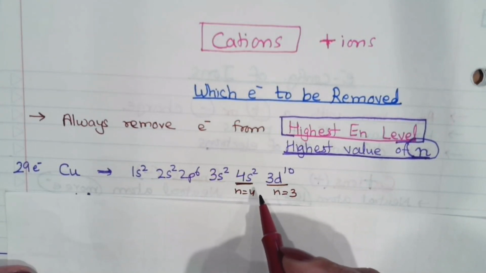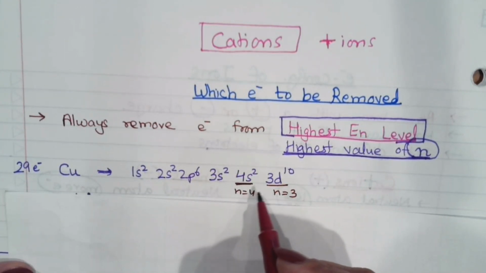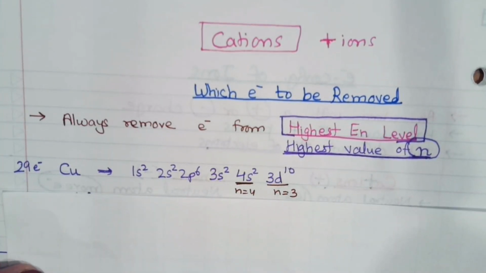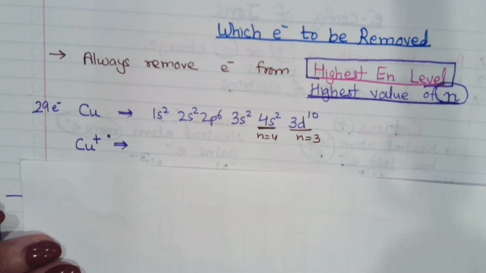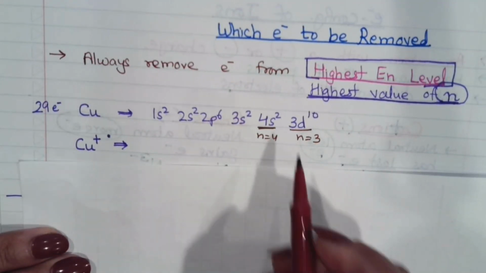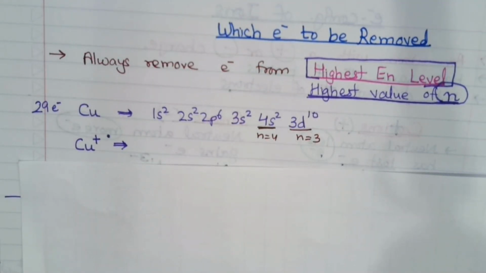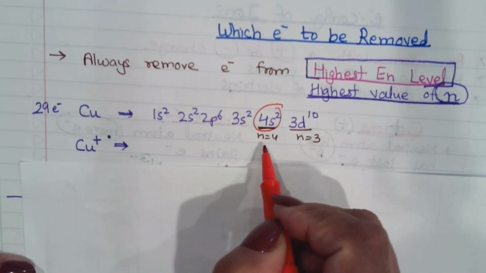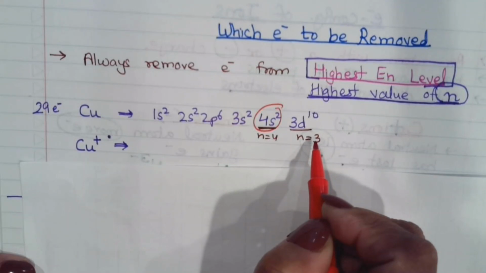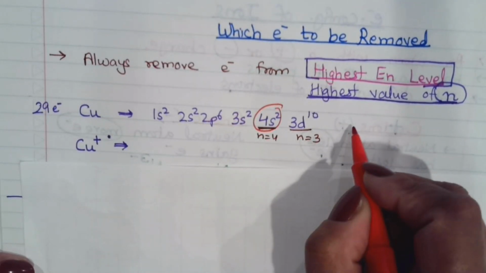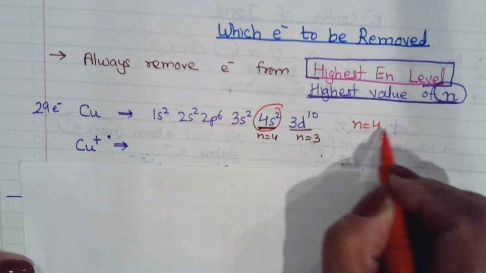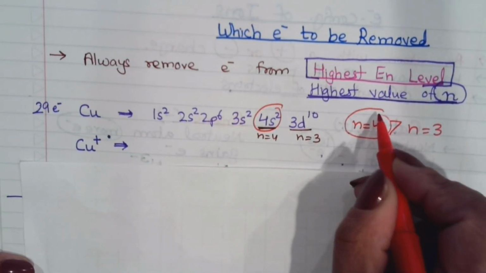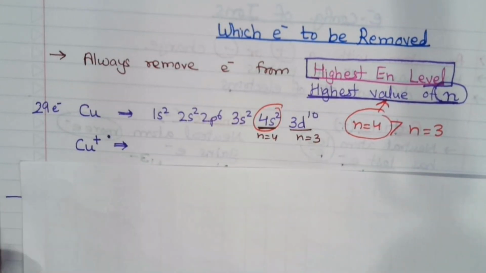So when there are s and p electrons with the highest value of n, these are the electrons that you would remove first, right? So if I want to make copper 1 plus, I can take out one electron from the 4s orbital, not the 3d orbital, because n equals 4 is greater than n equals 3, right? So this is the highest energy level, highest value of n, right?